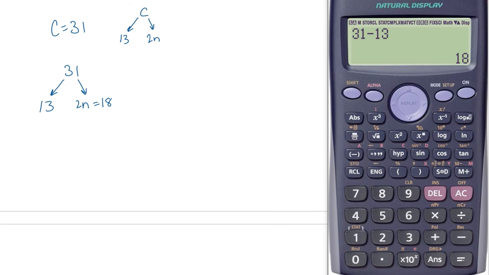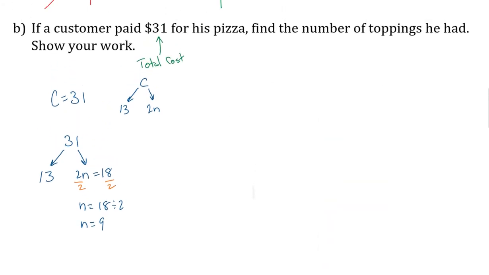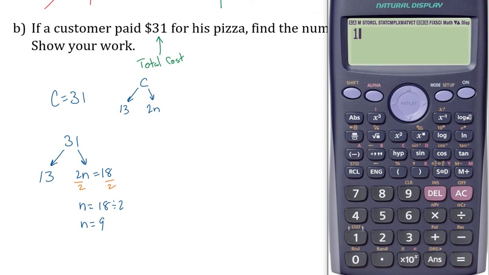Well, if 2N is 18, I divide by 2. This goes back to solving equations like we did before. N is 18 divided by 2. N is 9. And that is what we were trying to find. The question said, determine the number of toppings. So the number of toppings is 9. And if I want to check that answer, it would be $13 for the base price of the pizza plus $2 per topping times 9 toppings, and that gives me $31.